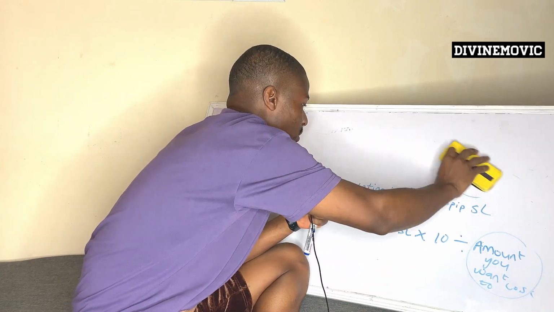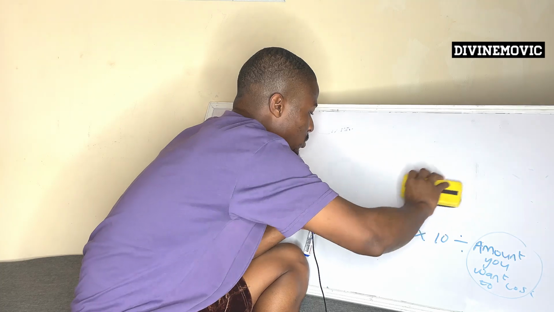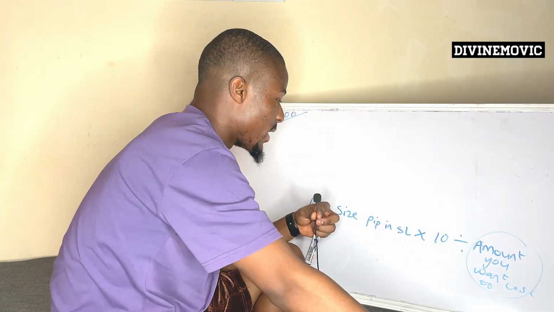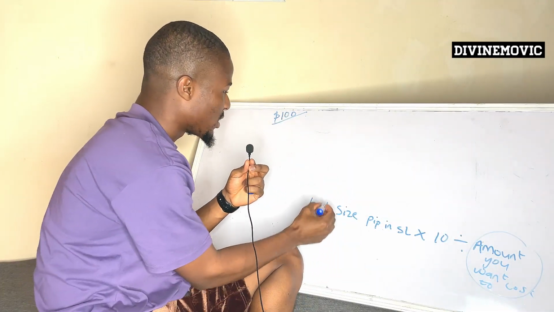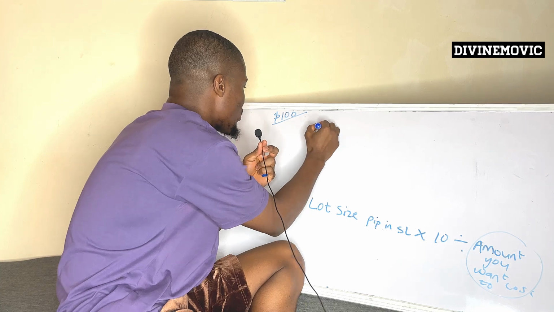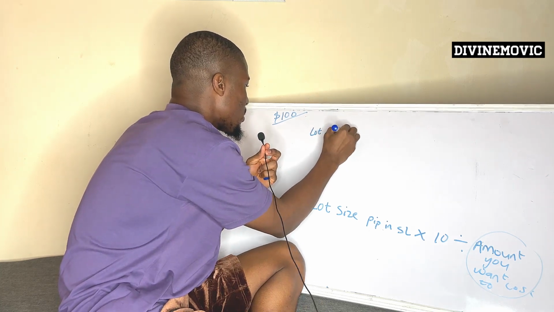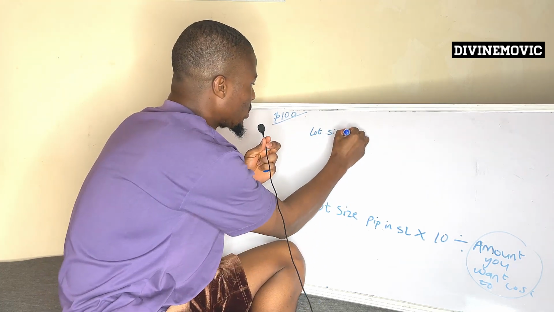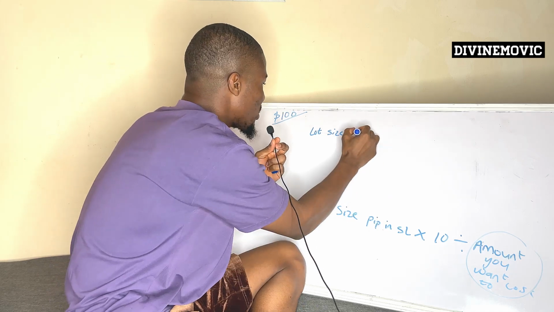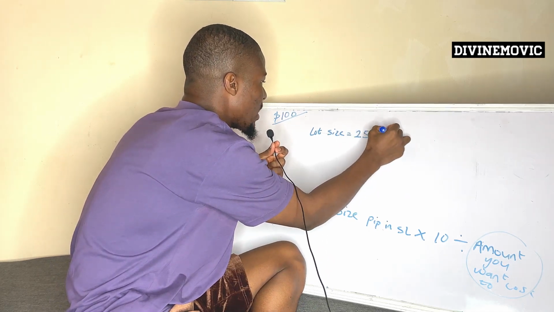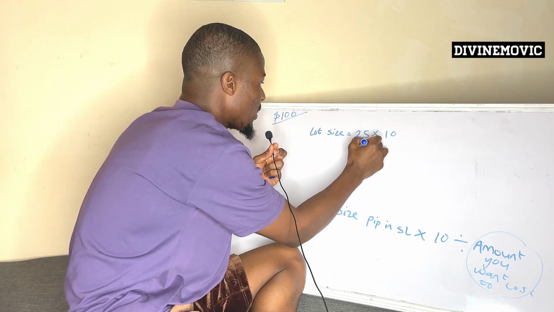Let me write it up. Remember, we want to lose 50 bucks and we want a 25 pip stop loss, right? Let's assume we want to simply identify the lot size here. Lot size here becomes what? It equals to what? The pips, which is 25 pips, times 10 is equals to what?